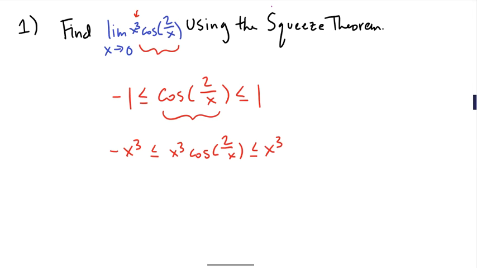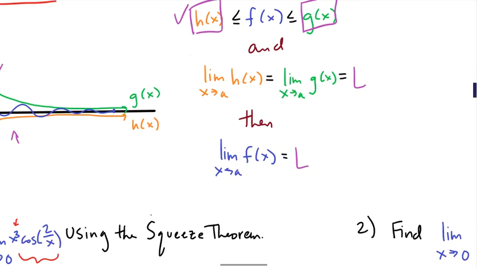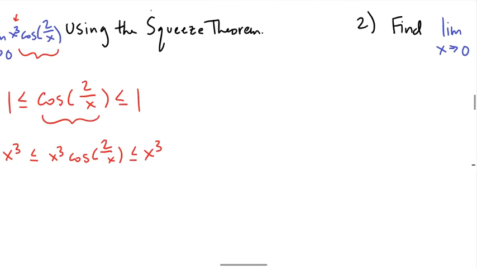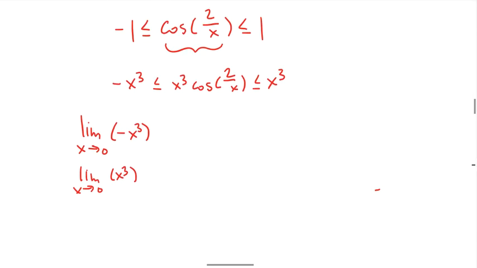So the second part of the squeeze theorem says that the limit as x approaches a of h of x and g of x needs to equal the same, and they need to be equal to some number L. So if we go over to this example, we're looking at the limit as x goes to 0. So we're going to try to find the limit as x goes to 0 of negative x cubed and the limit as x goes to 0 of positive x cubed, which are our upper and lower bounds. So calculating this, we can see that both of these are equal to 0 by direct substitution. So in this case, our L is going to be equal to 0.